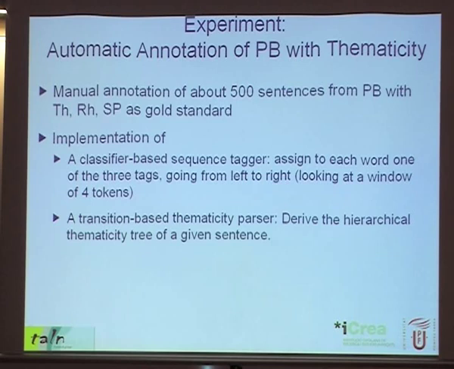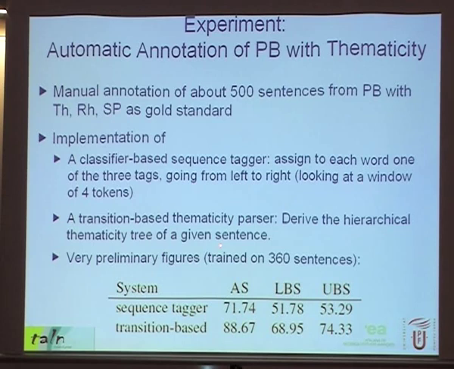Okay, so we trained on 360 sentences, and we were really surprised. We expected the tagger would perform poorer, so if it performs poorly, we take it as the baseline. But the transition-based parser already gives us here the assignment score, so just assigning a tag to a token, and then this is the labeled bracket score, where we say this chunk is theme, this chunk is specifier, and that's unlabeled, just bracketing, so getting the phrase structure, so to speak.